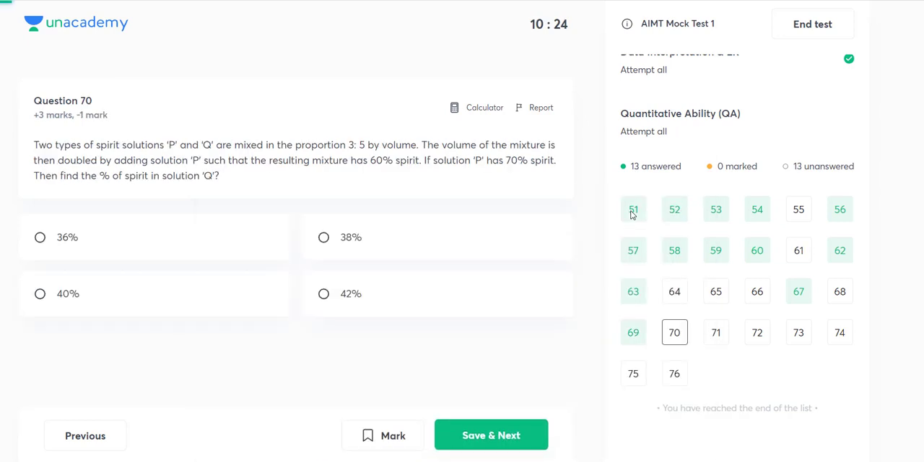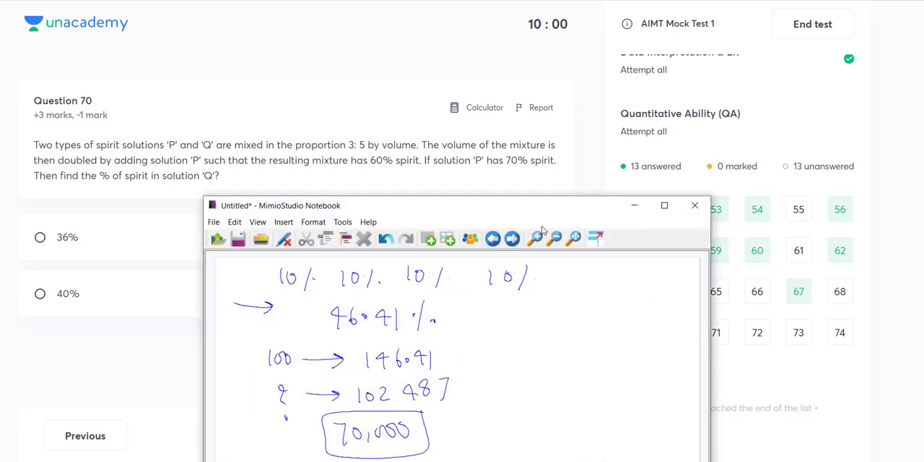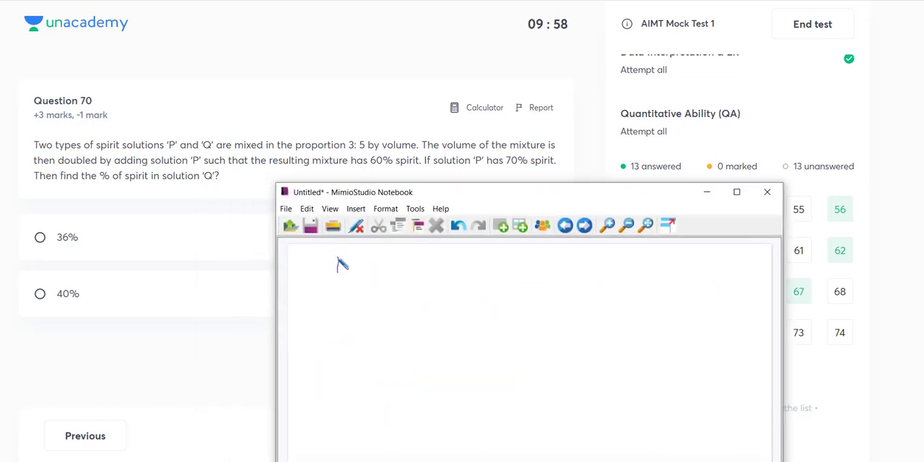Let's move ahead. After this, two types of spirit solution P and Q are mixed in a proportion 3:5. The volume of the mixture is then doubled by adding solution P such that the resulting mixture has 60% spirit. Find, if solution P has 70% spirit, the percentage of Q. Okay, hold on. So there are two spirits P and Q. P is having 70% spirit, Q is having x% spirit.